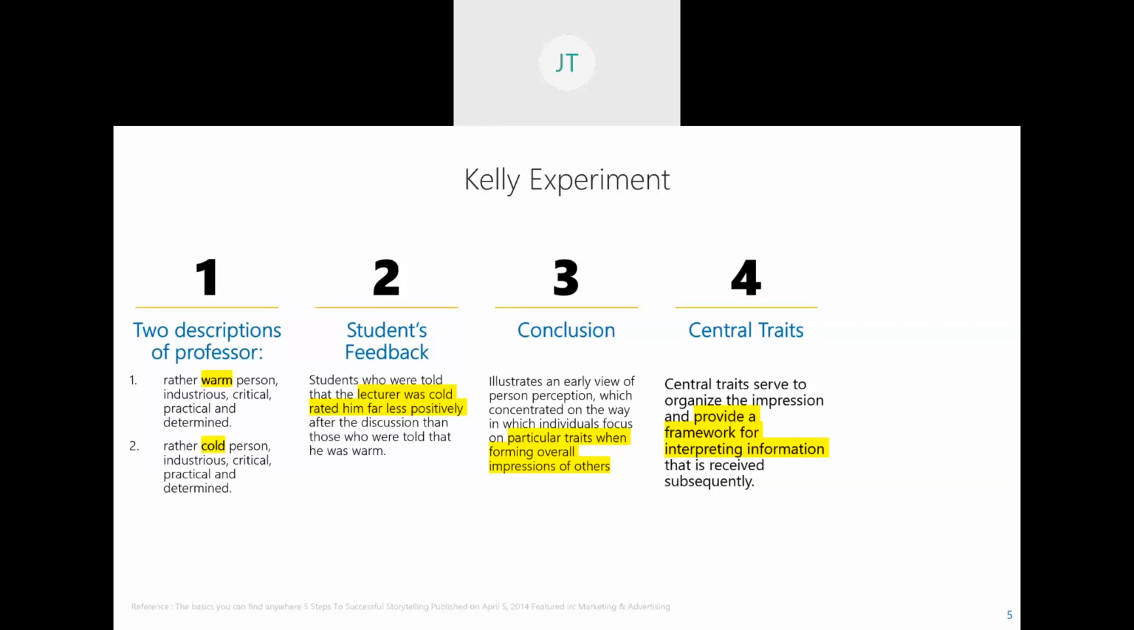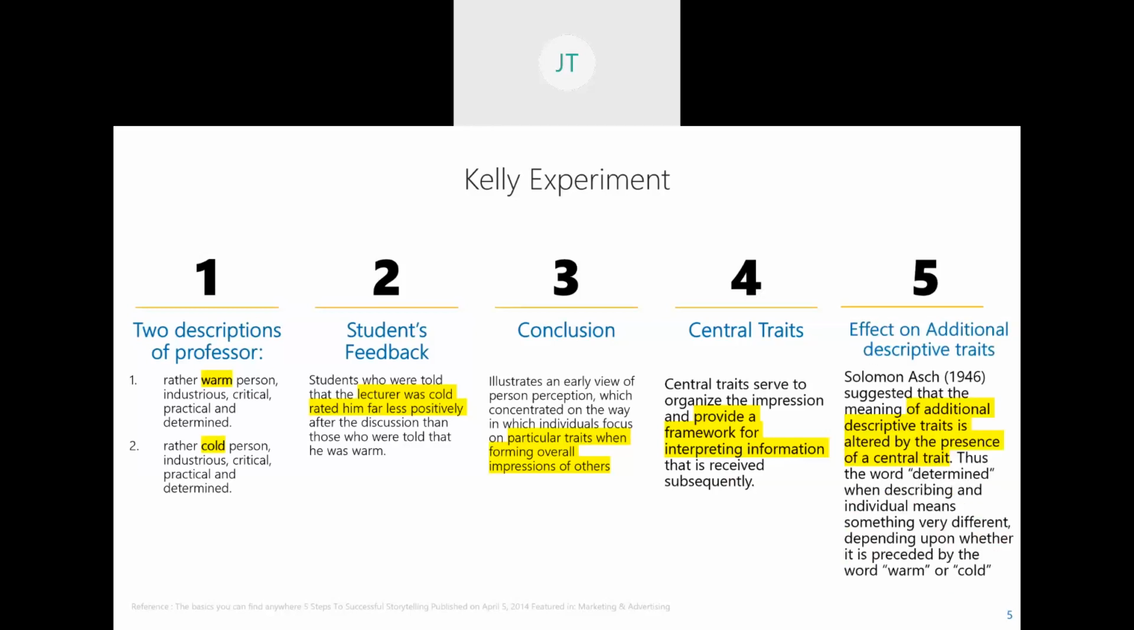Now, this becomes very important from Kelly's experiment output: there are some traits which actually override everything. The way we interpret information, the way we judge, the way we start forming first-level perceptions are really defined by these central traits, whatever they are, and that provides a framework for interpreting information. Effects on additive traits.